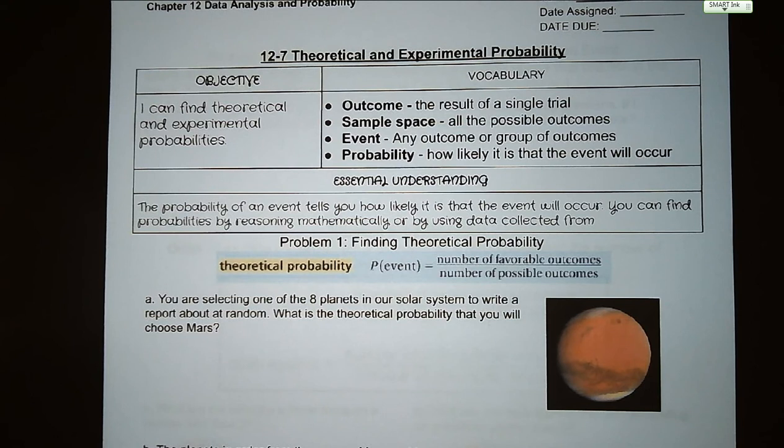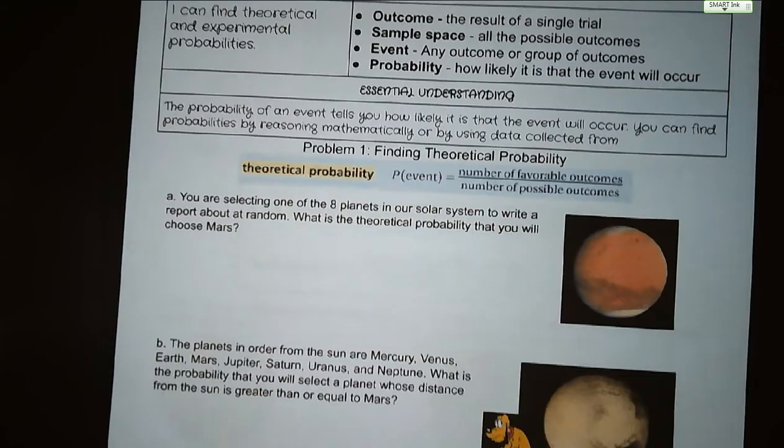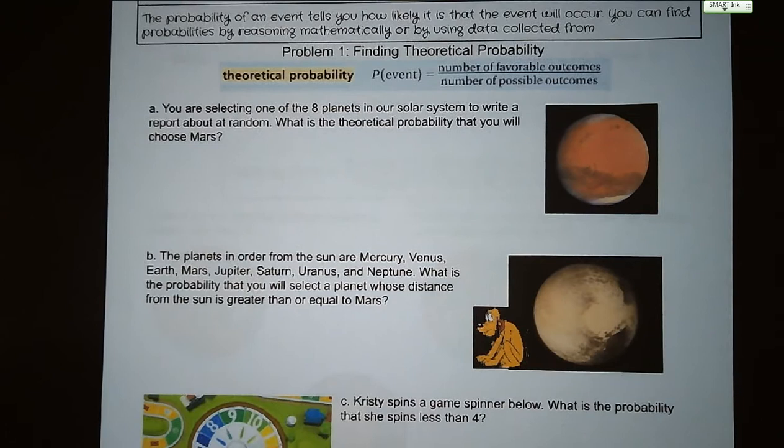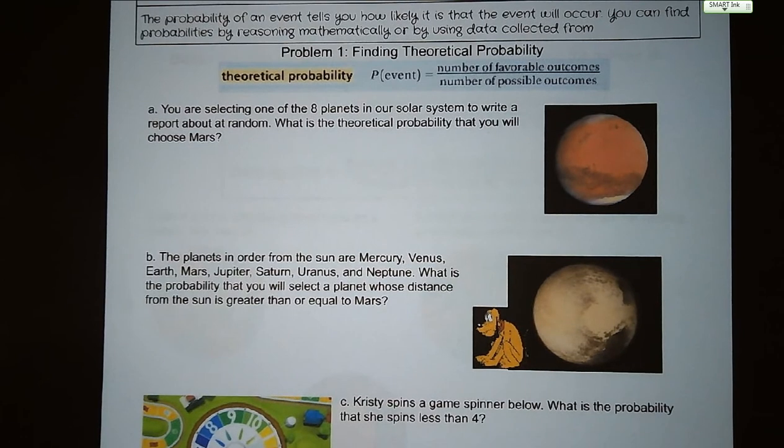occur. Our essential understanding: the probability of an event tells you how likely it is that the event will occur. You can find probabilities by reasoning mathematically or by using data collected from the real world. All right, so problem number 1, finding theoretical probability. So this is the number of favorable outcomes divided by the number of possible outcomes.